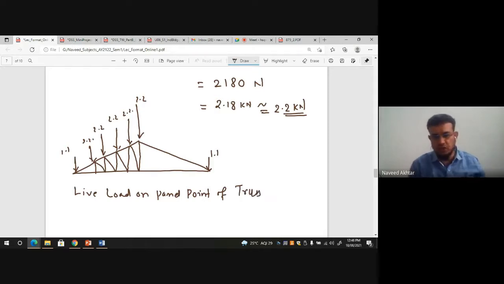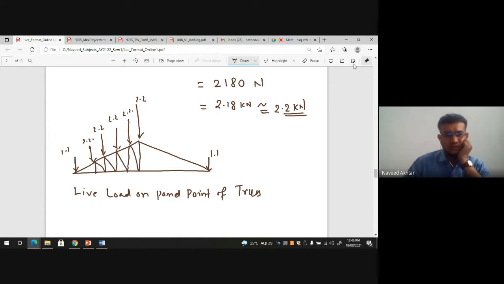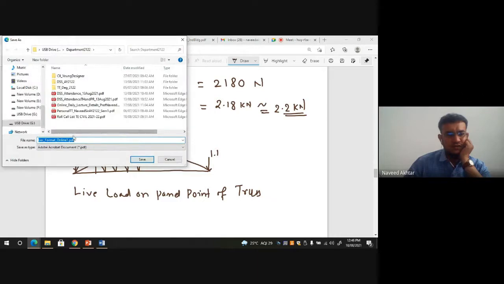So these two we have already calculated, dead load and live load calculation. And I think you have understood up to here. For wind load calculation you need IS 875 Part 3 data. Okay, I will share it. So this is nothing but dead load and live load calculation for the steel building. Next is wind load calculation.